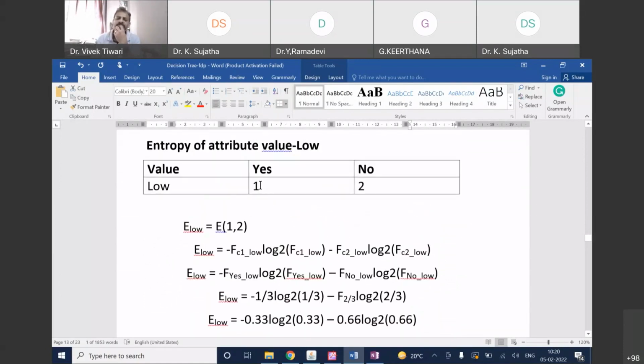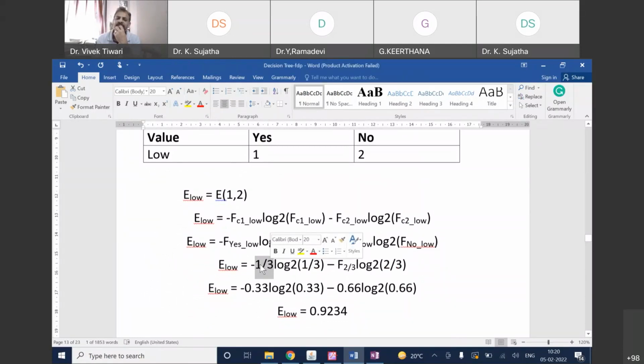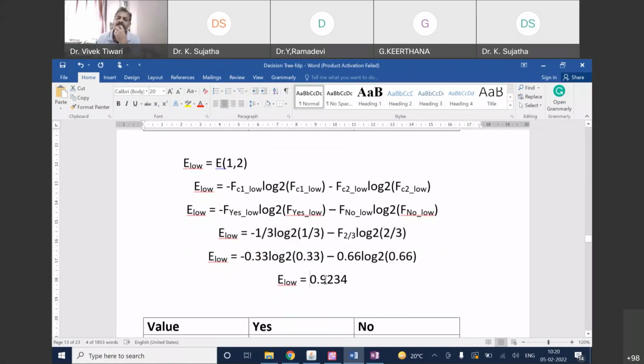Going ahead, put it into the formula. The formula talks about the fraction of low. The fraction of low is 1 by 3 for one class, and 2 by 3, log base 2 of 2 by 3 for the other. Calculate the value. It will be the entropy of low. It is 0.92.